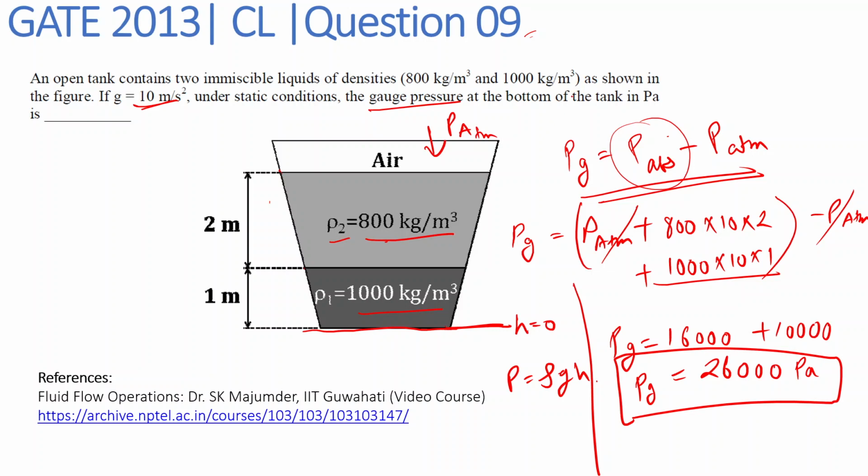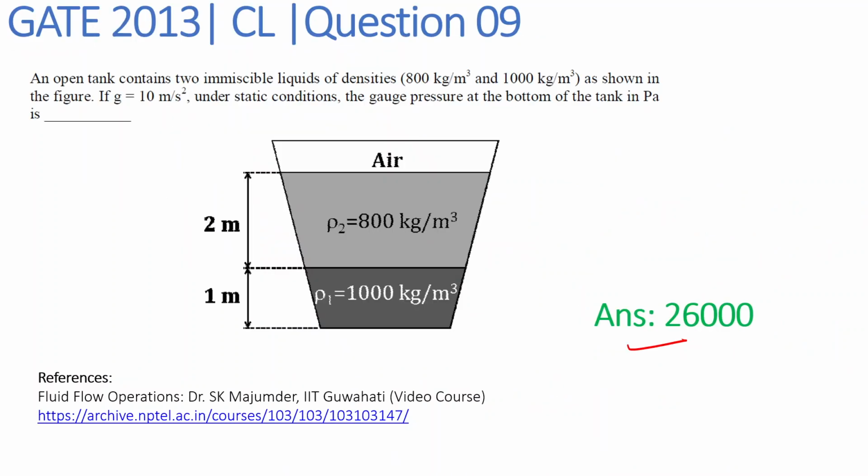So in the question, we have been asked to write the gauge pressure in Pascal. So we can report the final answer as 26,000 Pascal. So that is our final answer, 26,000.